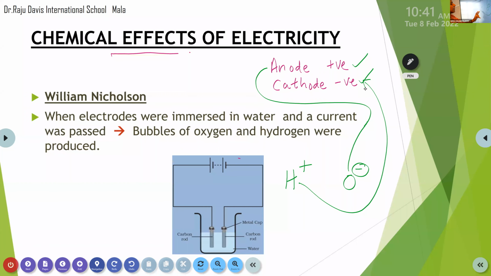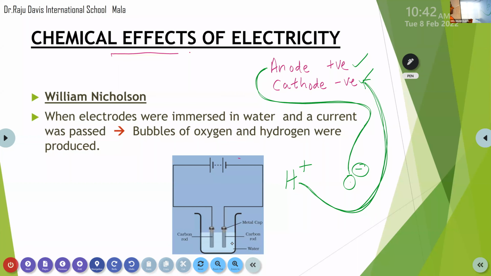And again, when water breaks, there are also two components, hydrogen and oxygen. Hydrogen is positively charged and oxygen is negatively charged. What we observe is that at the time of passage of electricity, this hydrogen moves towards the cathode. That means positively charged hydrogen moves towards the negatively charged cathode, and this negatively charged oxygen moves towards the positively charged anode.